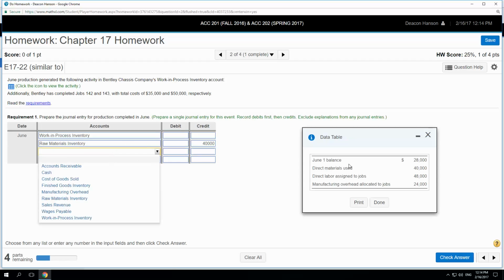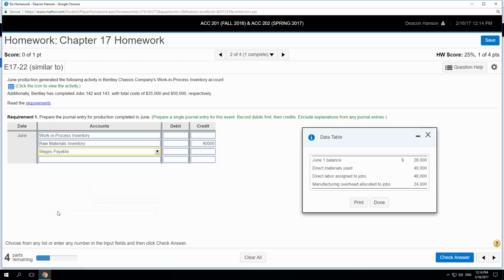Then we're also going to have some direct labor going in. So let's see what kind of accounts they give us. I'll call it wages payable. So that means we owe 48,000 in wages, and we assign 48,000 of those wages to work in process. So that 48,000 went to specific jobs. Okay, and then overhead of 24,000 was allocated.